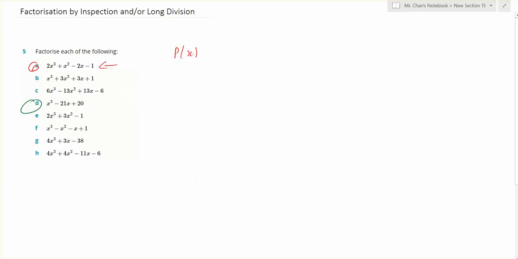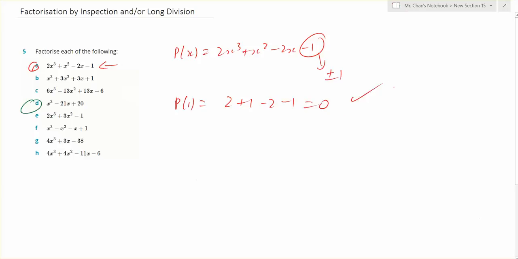We write that as p of x equals 2x cubed plus x squared minus 2x minus 1. Remember how we look at the last constant term to get an idea of what factors might work. So values to sub in might be plus or minus 1. So let's try p of 1. When we sub in p of 1, we get 2 plus 1 minus 2 minus 1. That happens to equal 0.